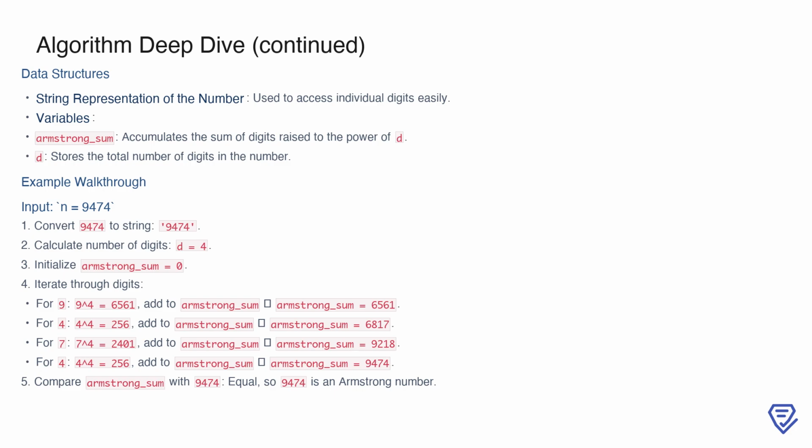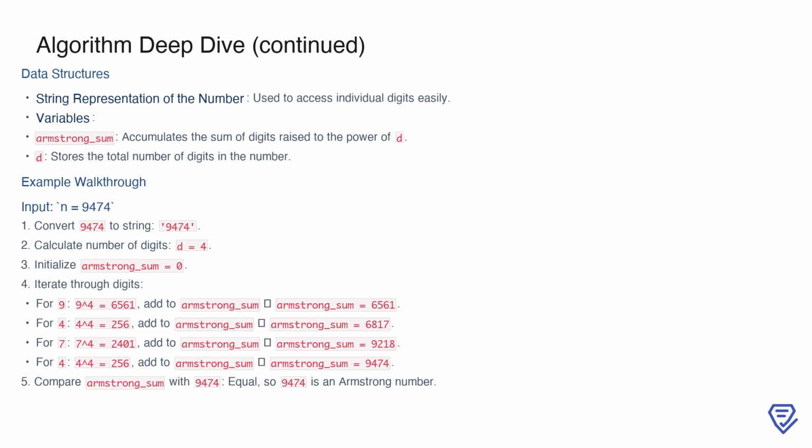For the first digit, 9, we calculate 9^4 equals 6561 and add it to Armstrong_sum, making Armstrong_sum equals 6561. For the second digit, 4, we compute 4^4 equals 256 and add it, resulting in Armstrong_sum equals 6817. For the third digit, 7, we calculate 7^4 equals 2401 and add it, giving Armstrong_sum equals 9218. Finally, for the last digit, 4, we compute 4^4 equals 256 and add it, yielding Armstrong_sum equals 9474.